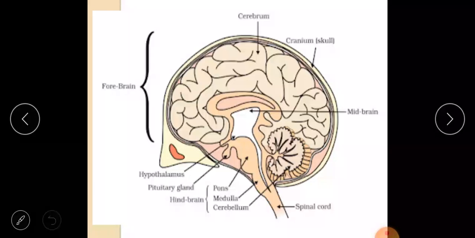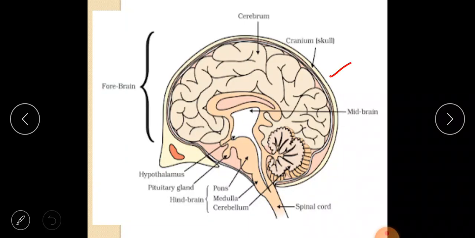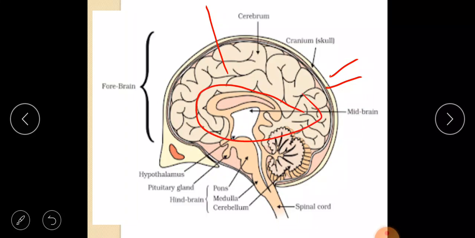This is the internal structure of the brain, as given in your book. This one is the cranium, then these are the meninges, and then the inner part. The cerebrum consists of the outer part and the inner part. The outer part appears grey due to the presence of nerve cell bodies, and we call it grey matter. This portion is the cortex and it is known as the grey matter. The inner portion is called the medulla of the brain and we call it white matter.